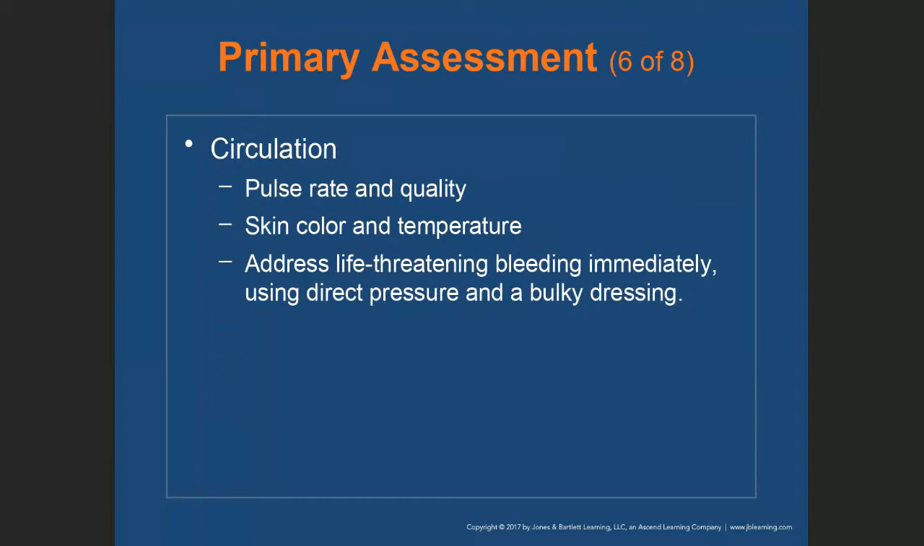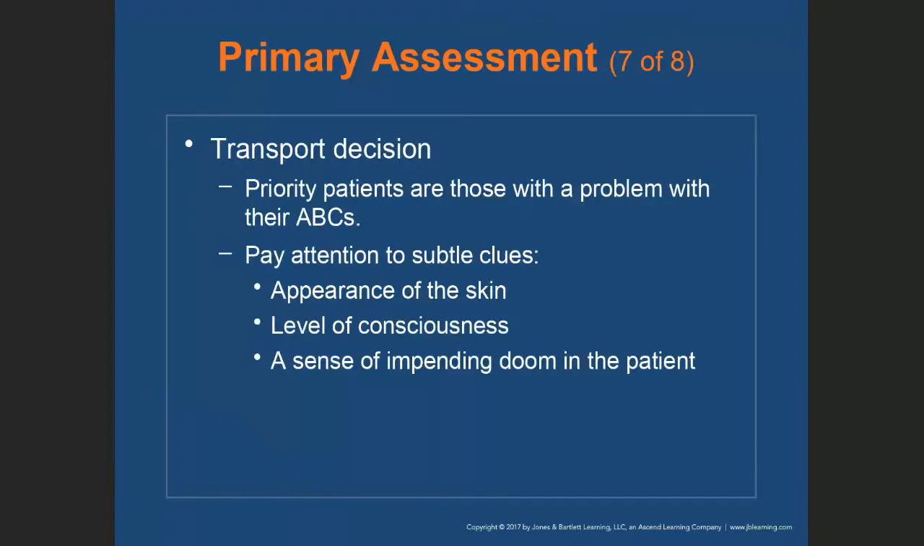After we have done our assessment and management for A and B, next it's circulation. In your circulation, check pulse rate and quality. Patient talking to you, peripheral pulse. Not talking, central. Look at the skin color and temperature. If you see changes peripherally for skin color, check for changes centrally. Address life-threatening bleeding immediately using direct pressure and bulky dressing or any other dressing that you think is appropriate.